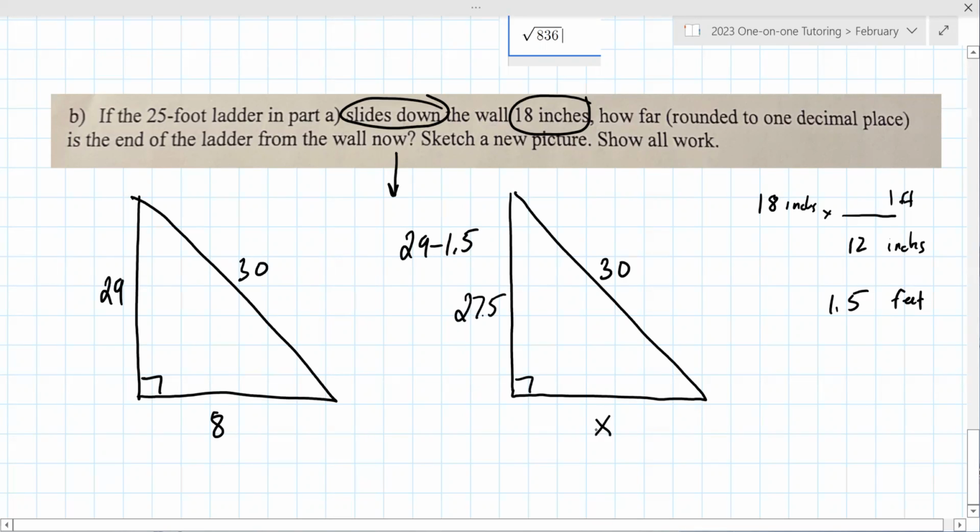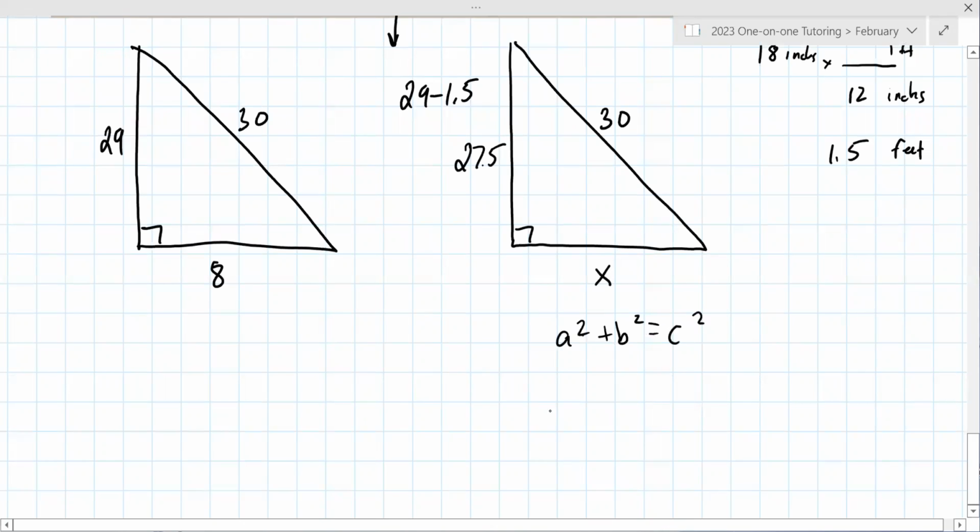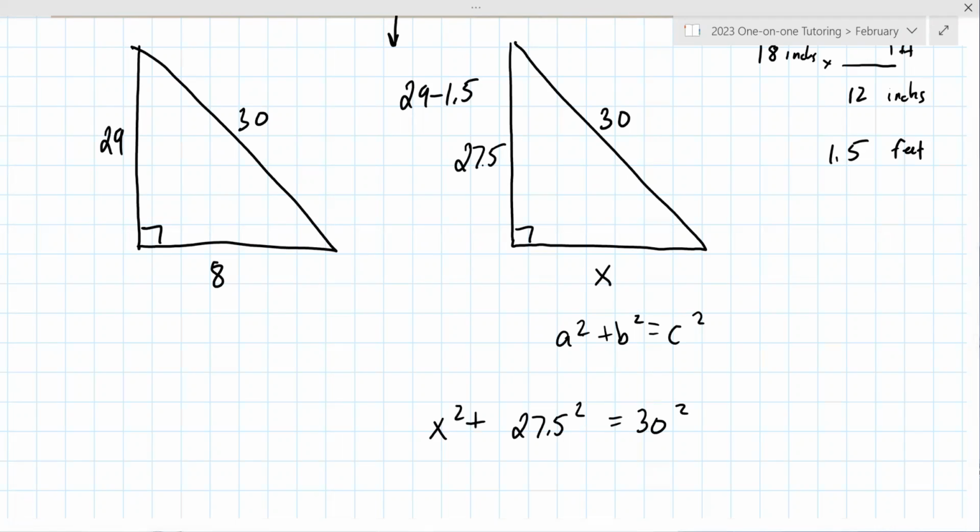And now we want to find x. What allows you to find the third side of a triangle? A squared plus B squared equals C squared. What is this? 27.5 is B. What's A? A is just X. Okay, good. Equals 30 squared. All right, so I want you to square 27.5 for us, please.